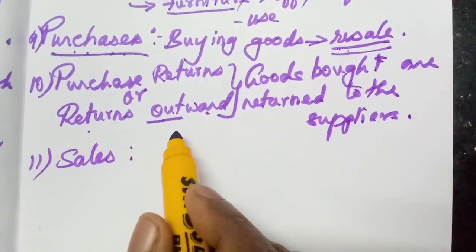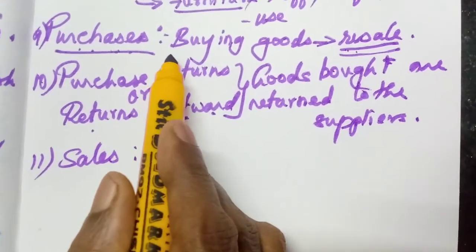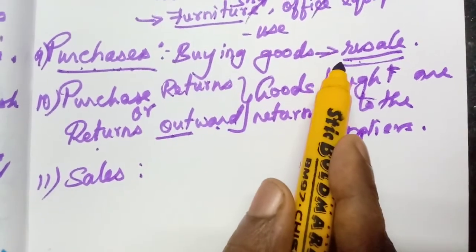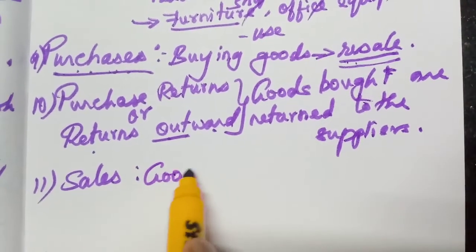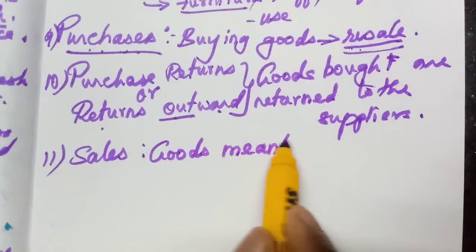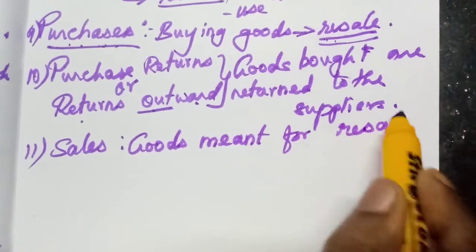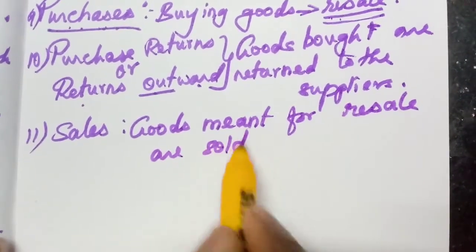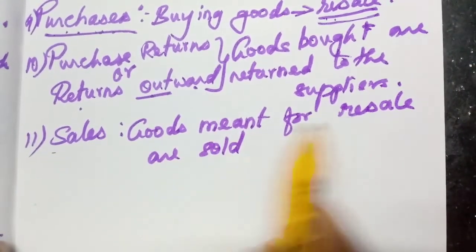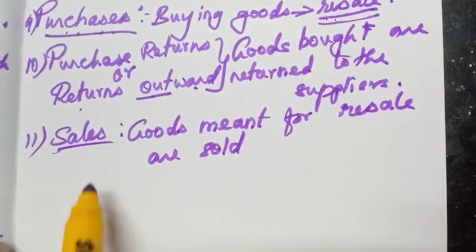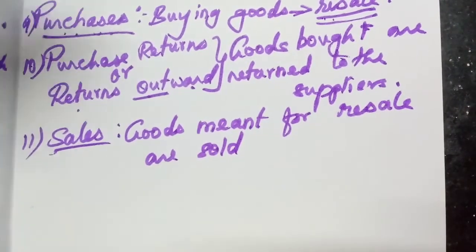What are sales? Now, what we have purchased, isn't it? Buying goods for the intention of resale. So, those goods are called goods meant for resale. The goods that we have bought for resale. Goods meant for resale are sold. Now we are selling them. That selling is called sales. When goods meant for resale are sold, they are called sales. Because we have purchased some goods, now we are selling these purchased goods, that is called sales.